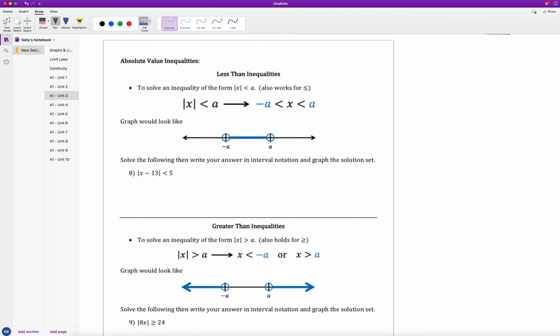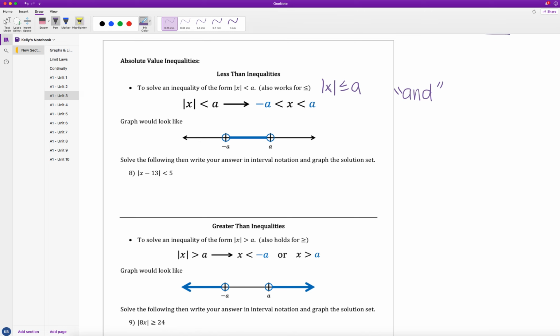So to solve an inequality of the form absolute value of x is less than a, this would also work if we had the absolute value of x less than or equal to a. The difference would just be that we would include the endpoints. We would solve that by sandwiching it into a compound inequality. So to solve both of these, we'll now be looking at compound inequalities again, which we talked about in Learning Target 3B.